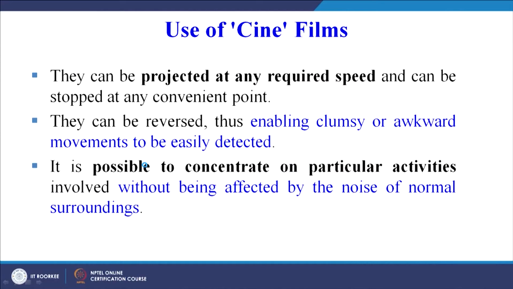Use of cine films: they can be projected at any required speed and can be stopped at any convenient point, which we have already seen in the case of micro motion study also. If you have a continuous film, we can use it at a later stage as data to analyze the way of doing the work, or to show our workers that this is not the right way of doing the work. And then after training the worker in the right way, we can make another cine picture, and that can be shown as the right method for doing the work. So this can help us as a training aid also.